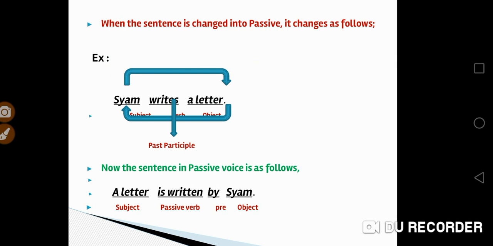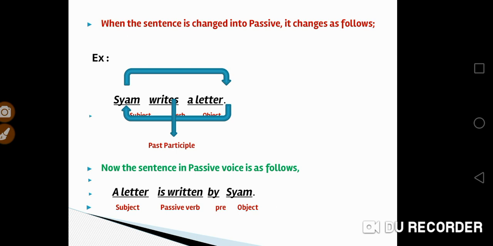For example, Shyam writes a letter. The sentence is in active voice. Here, Shyam is subject, a letter is object, and writes is verb. The verb is in simple present.